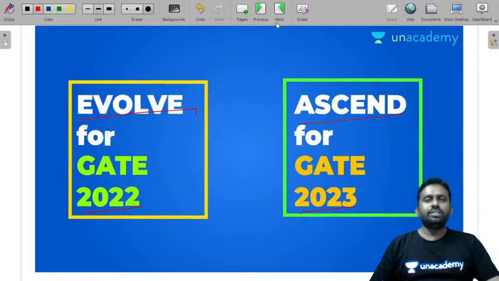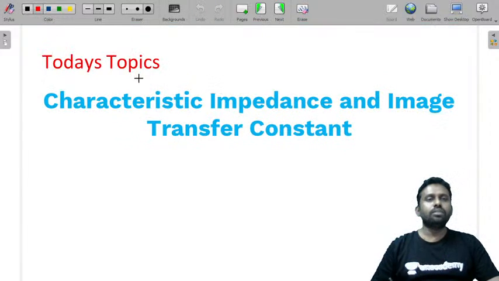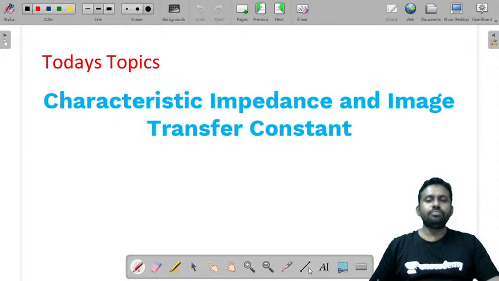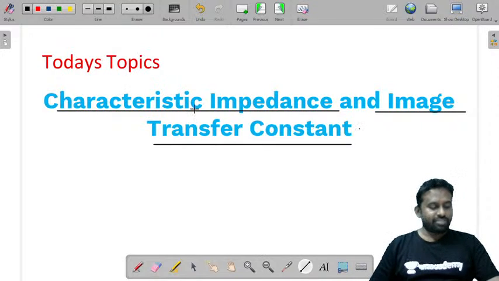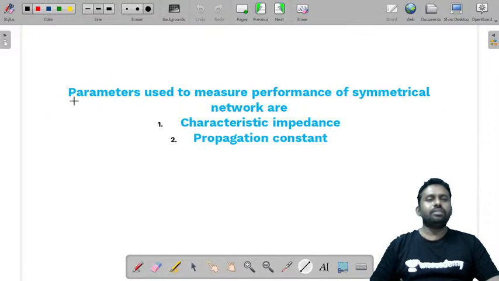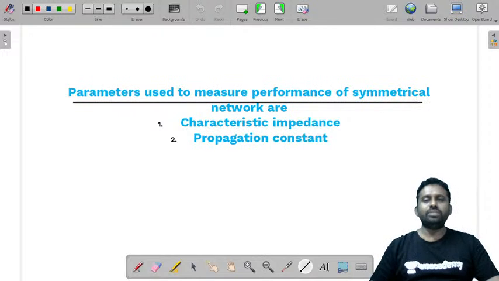That was about Evolve and Ascend for GATE 2022 and GATE 2023. The topic for today is characteristic impedance and image transfer constant or propagation constant for a symmetrical network. The parameters used to measure the performance of a symmetrical network are the characteristic impedance and the propagation constant.